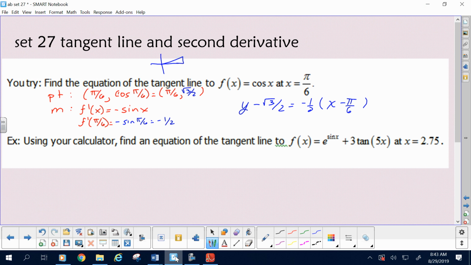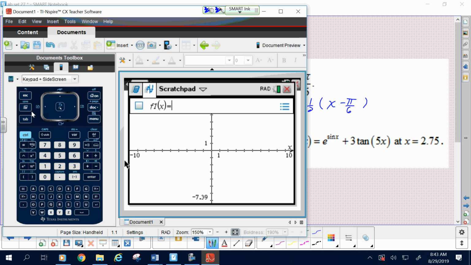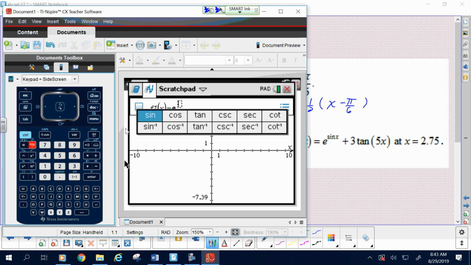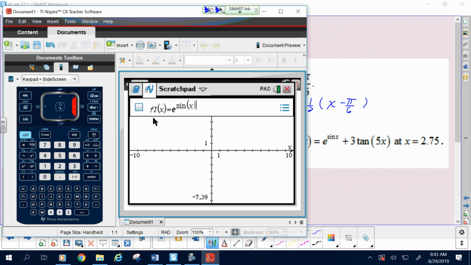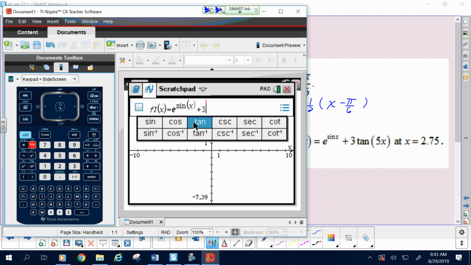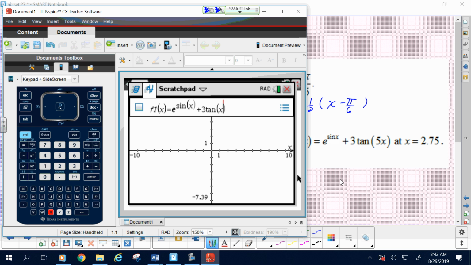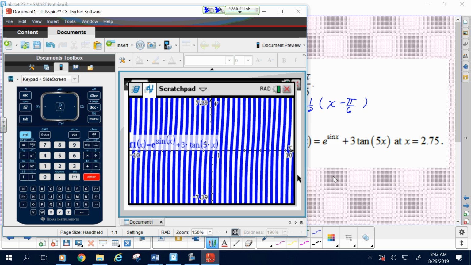And what do I got there? E to the sine of x plus 3 tangent 5x. Okay. Ooh, baby. That's so pretty. It looks like wallpaper.